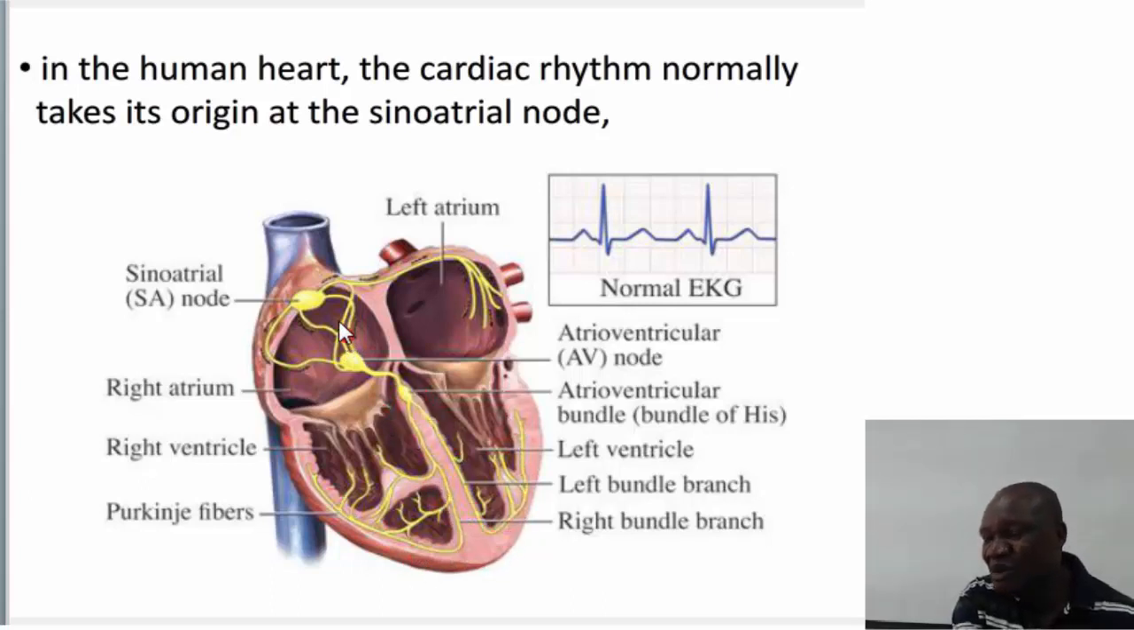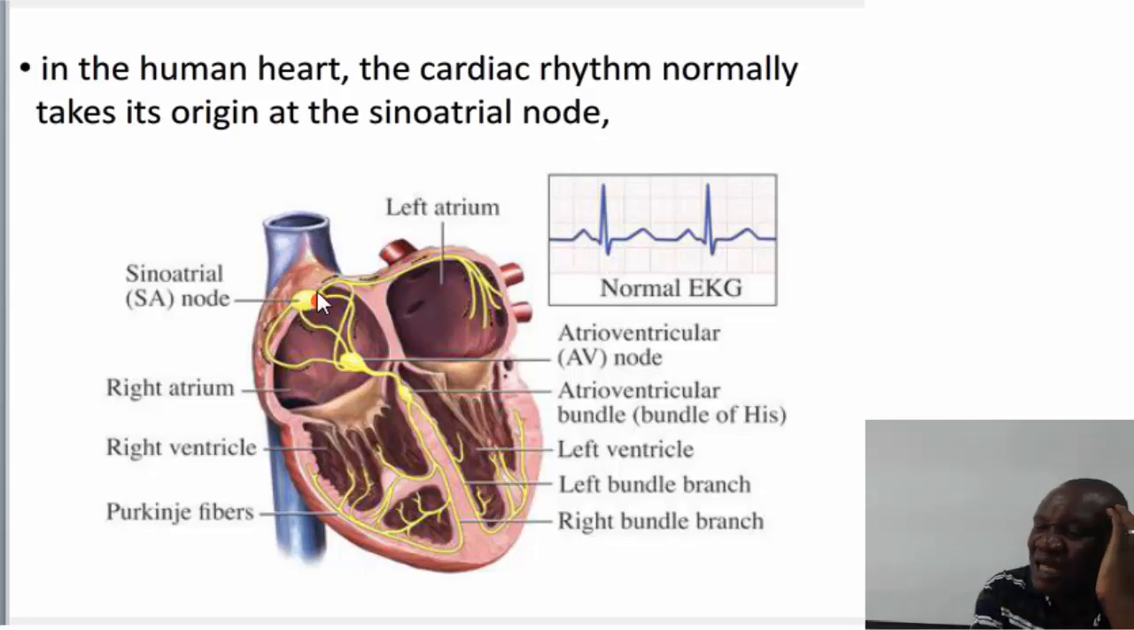So the action potential is generated here, or could be generated here, but this one generates action potential faster and more rapidly. So it's said to be the pacemaker of the heart. When the action potential is generated by the sinoatrial node, it is conducted to every part of the heart.